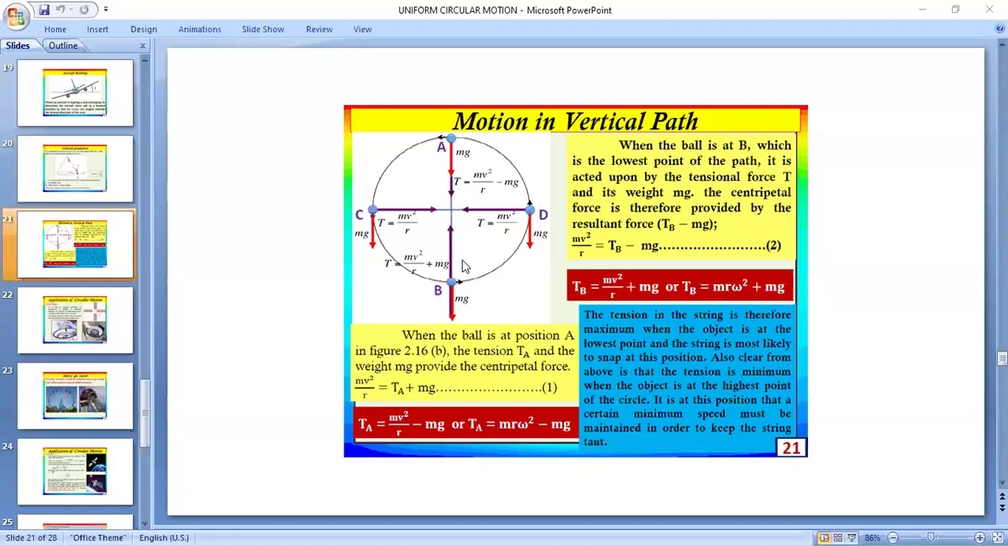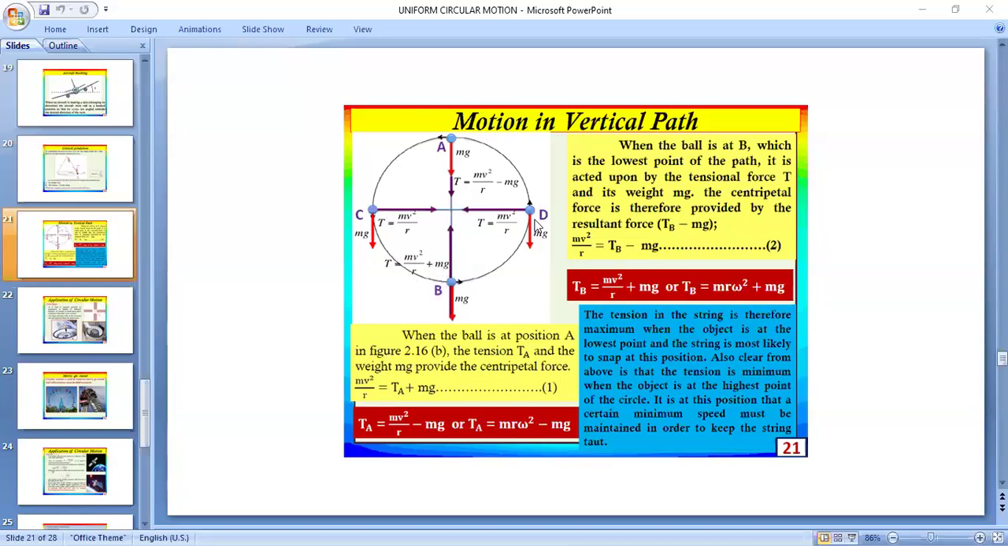Using the physics symbols, mv squared over r equals tension T minus mg. Therefore, T equals mv squared over r plus mg. So the total tension at B becomes mv squared over r plus mg. That's why we have this equation here.